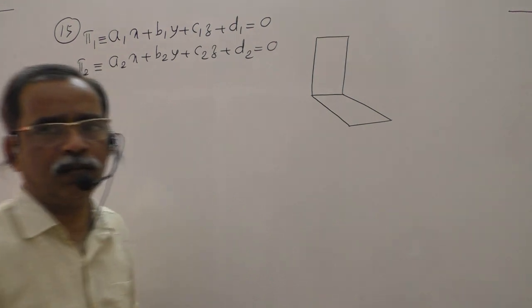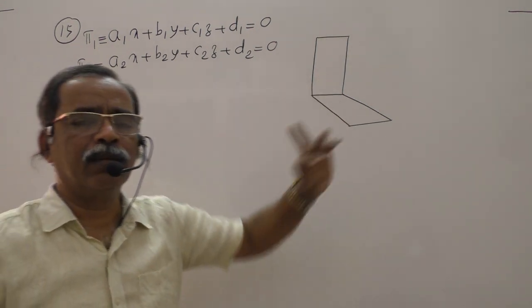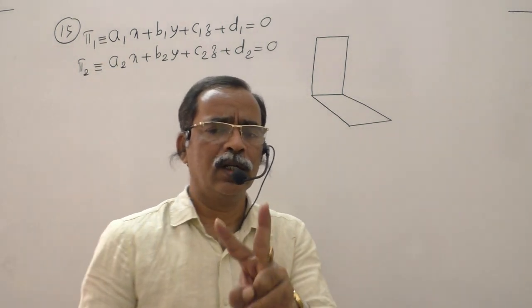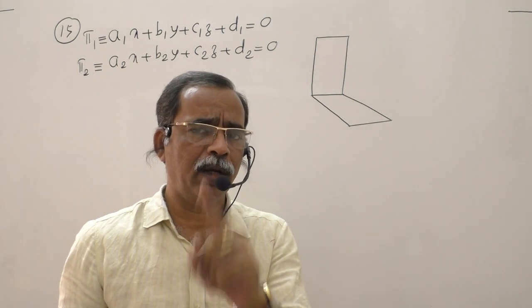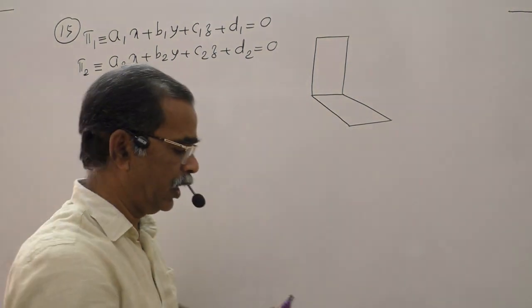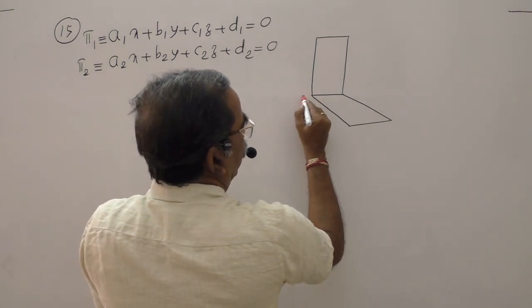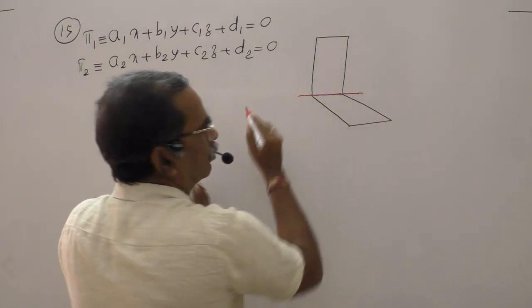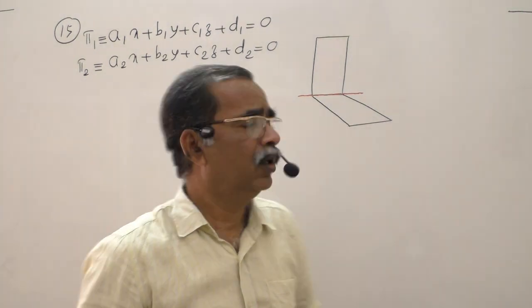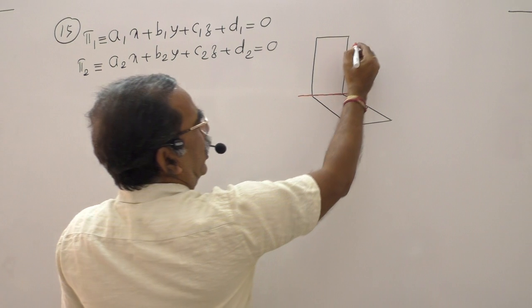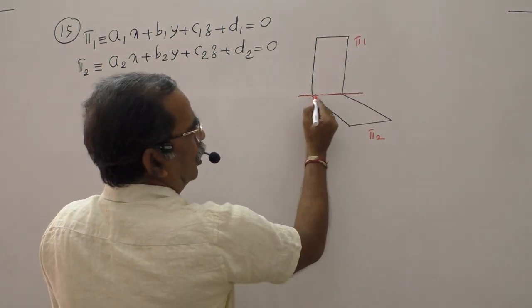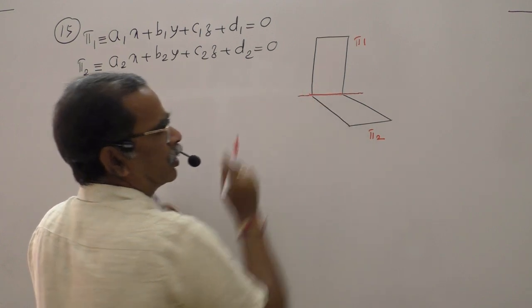Now see the figure. The two planes have something common. Generally in straight lines, two lines will intersect in a point, whereas two planes will intersect in a line. Therefore, the common portion of two planes is a line. So this is the first plane pi 1, this is the second plane pi 2, and this is their line of intersection.